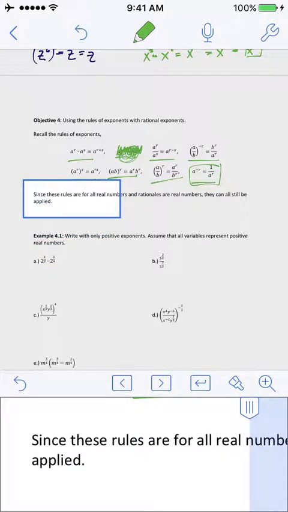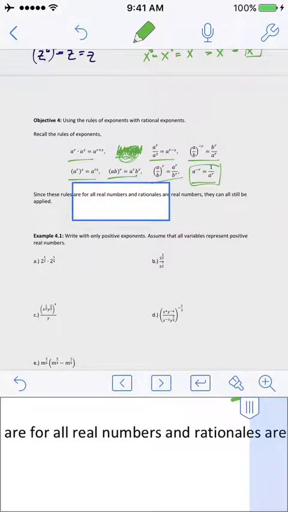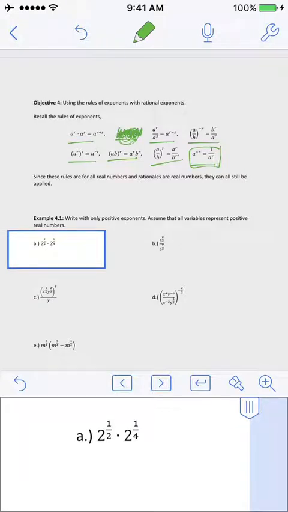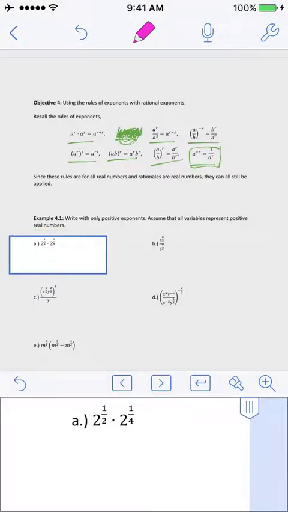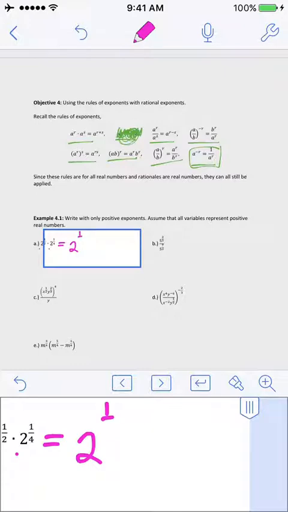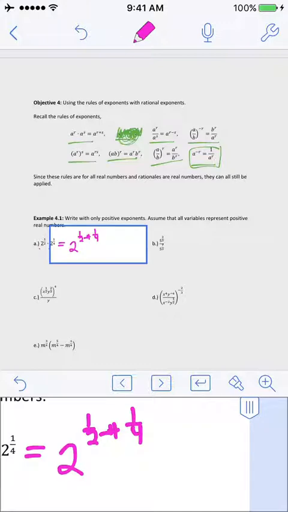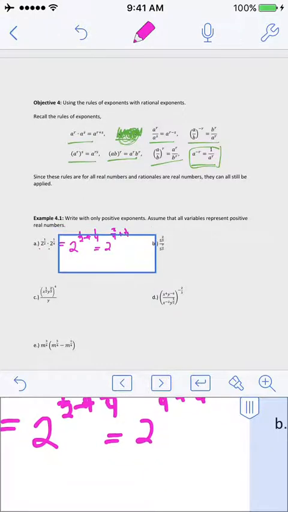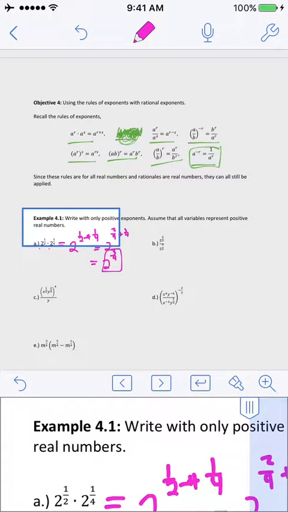Once again, as I've been saying this whole chapter, they apply for rationals and real numbers. They're the same thing. So let's go through and practice a couple of these using our exponent rules. So we have the same base here. That means product rule, right? Same base being multiplied, so we can make it over one base of 1/2 plus 1/4. Well, a half plus a fourth is the same thing as 2/4 plus a fourth, right? And so we get 2 to the 3/4. That's our final answer.